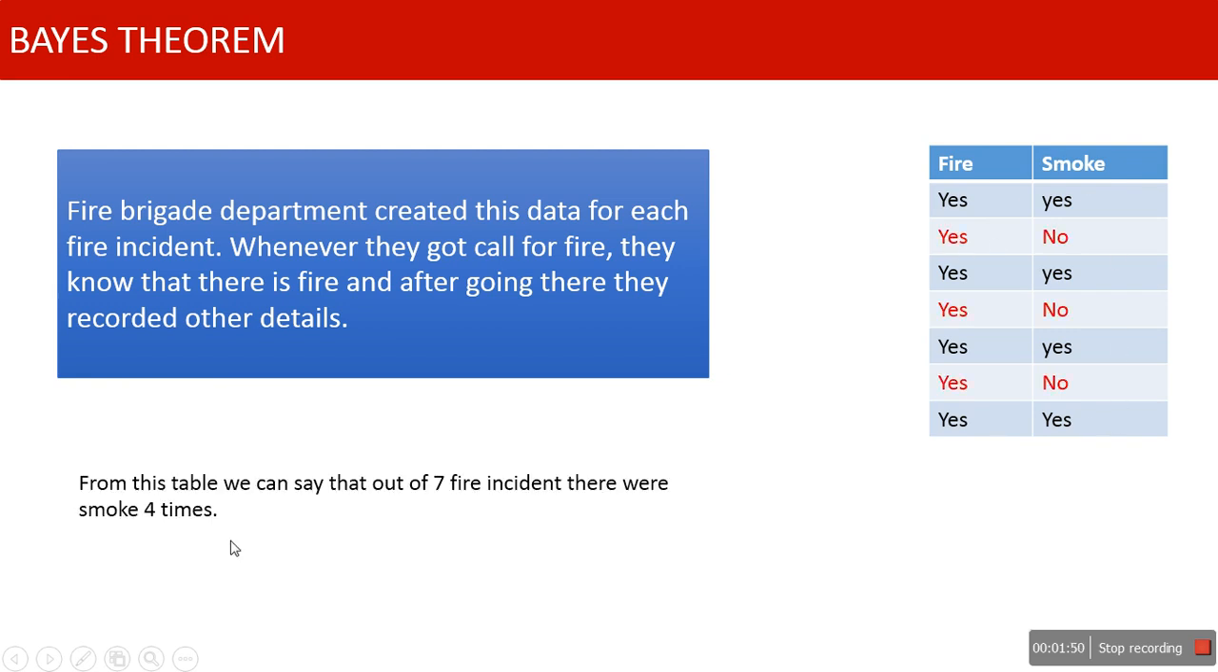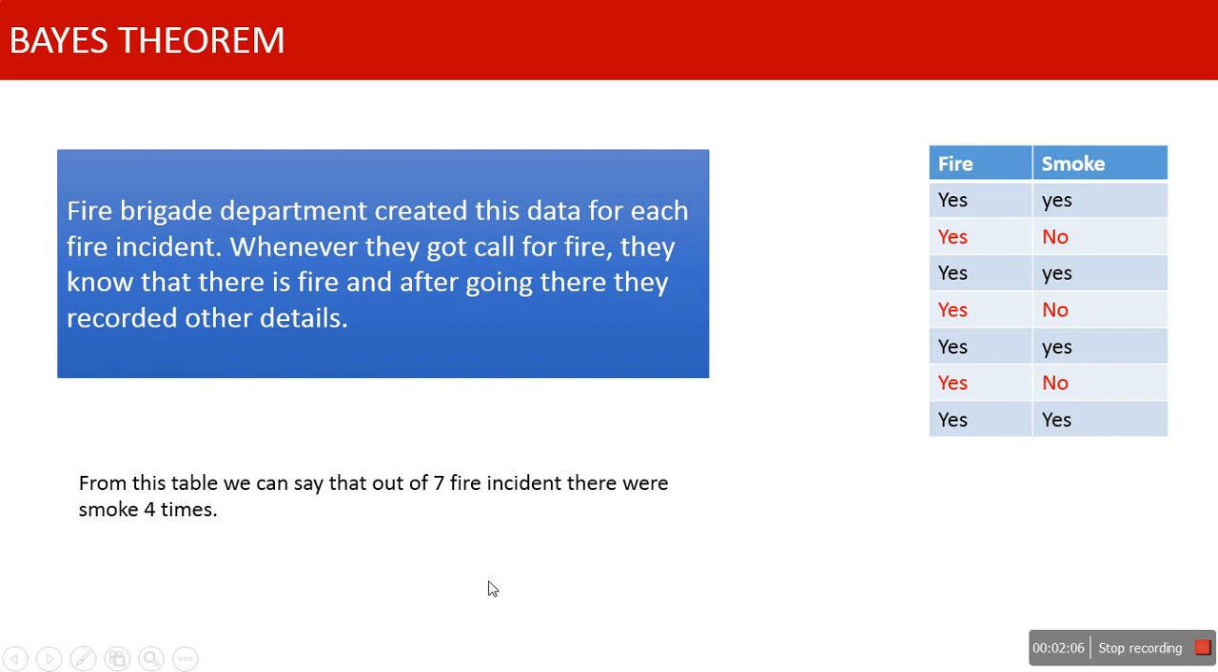If you want to write it, we can write it this way: out of 7 fire incidents, so these are a total of 7 records, there was smoke 4 times. Okay, 1 2 3 4. So this is the simple statement.